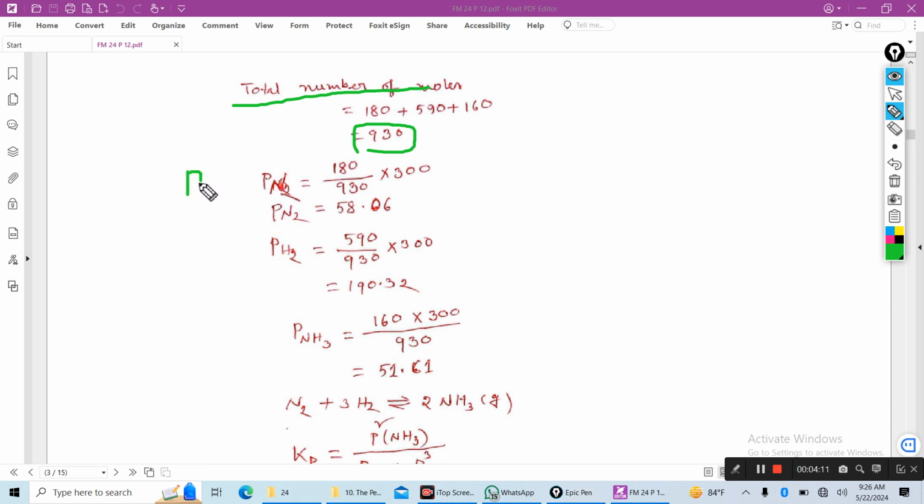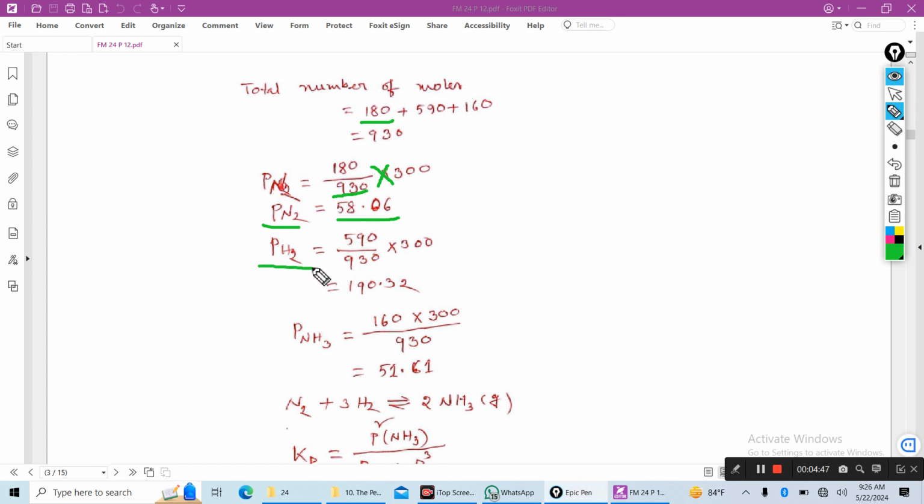PN2 means partial pressure of nitrogen. Partial pressure equals mole fraction times total pressure. So mole fraction will be moles of nitrogen, 180, divided by total number of moles. This mole fraction times total pressure, 300, is given. So if you calculate, you get partial pressure of nitrogen 58.06.